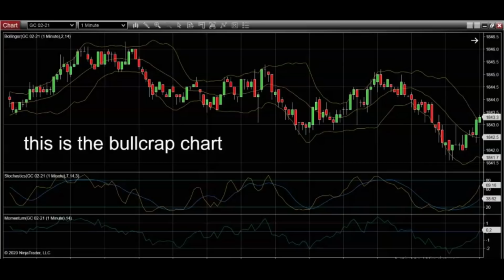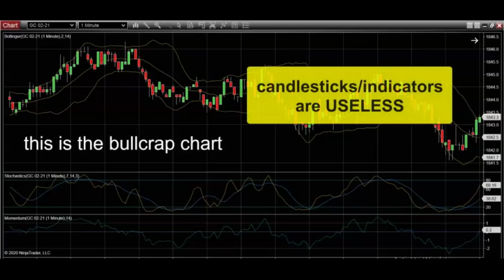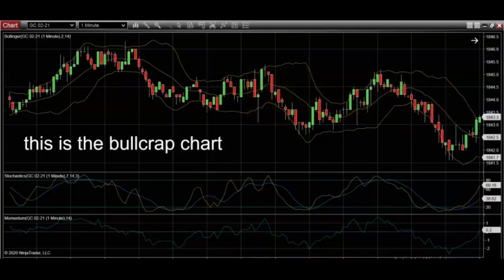Now, I'm challenging you right now. Can you honestly tell me, from looking at this chart, what does a buy signal look like? What does a sell signal look like? You can't, because this is a pile of you-know-what. And unfortunately, those 95% of losing traders, this is why they don't make any money.